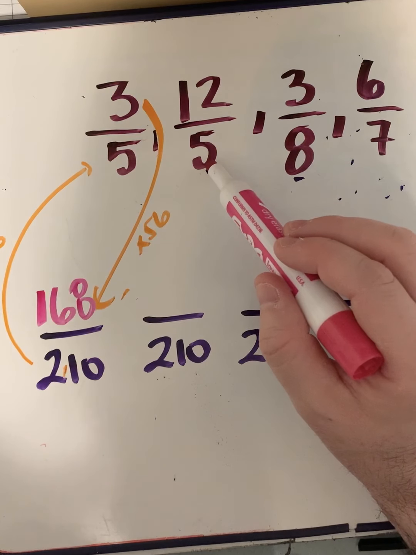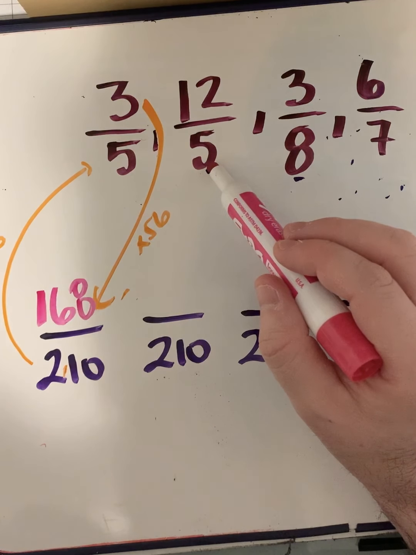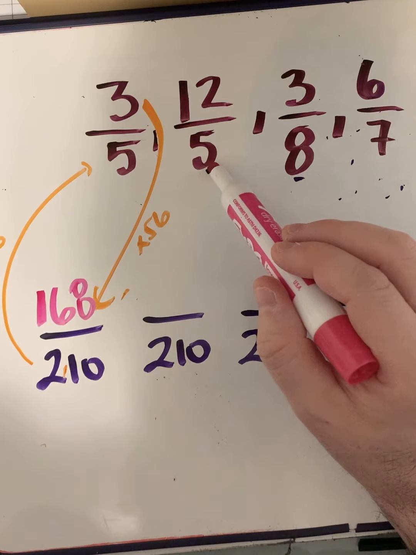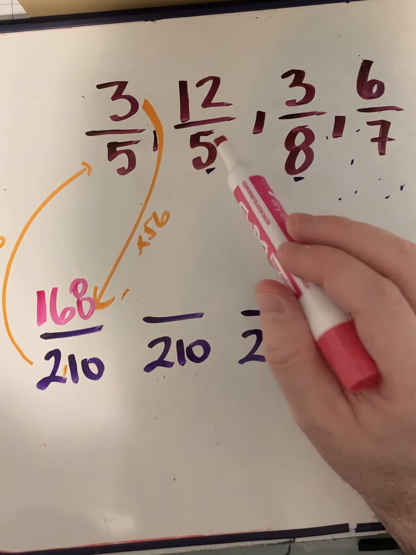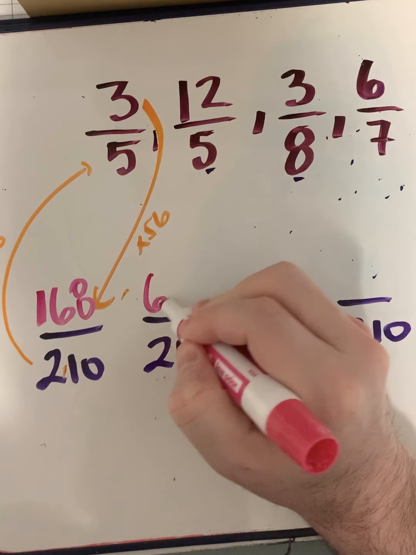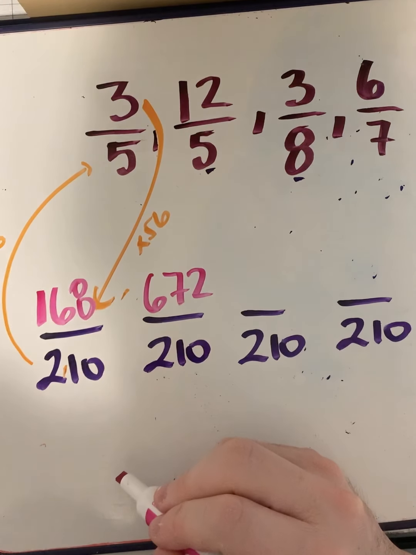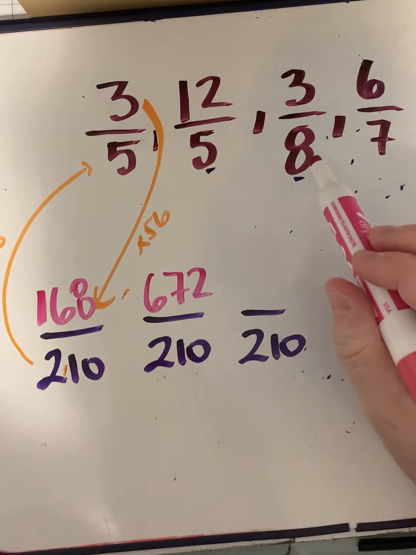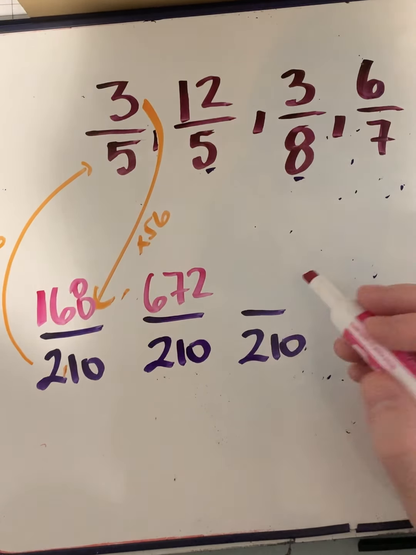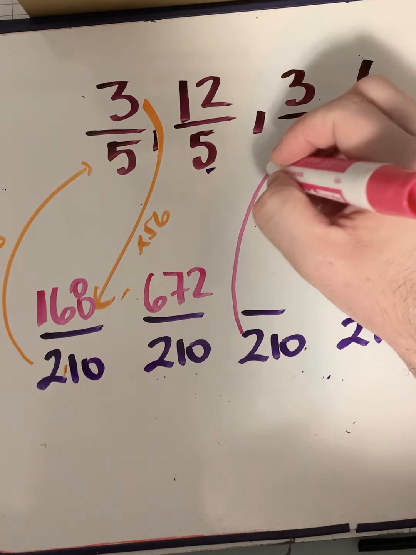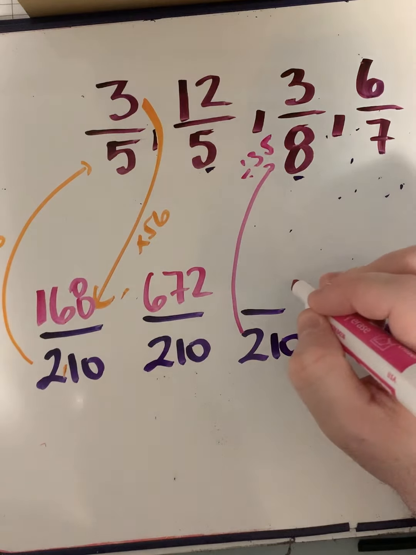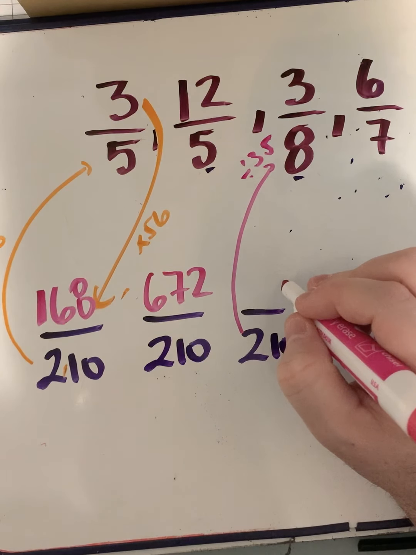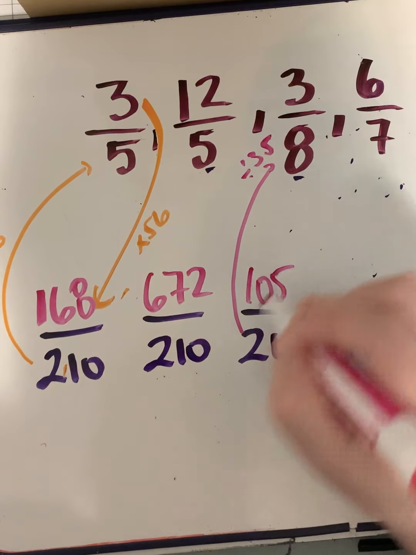Same thing here. How do I get from 12 to 5? I divided by 56. So 12 is going to have to be multiplied by 56, and it's going to give me 672. How to get from 210 to 8? Well, from 210 to 8, I divided by 35. Means I have to multiply by 35 now, and that's going to give me 105.